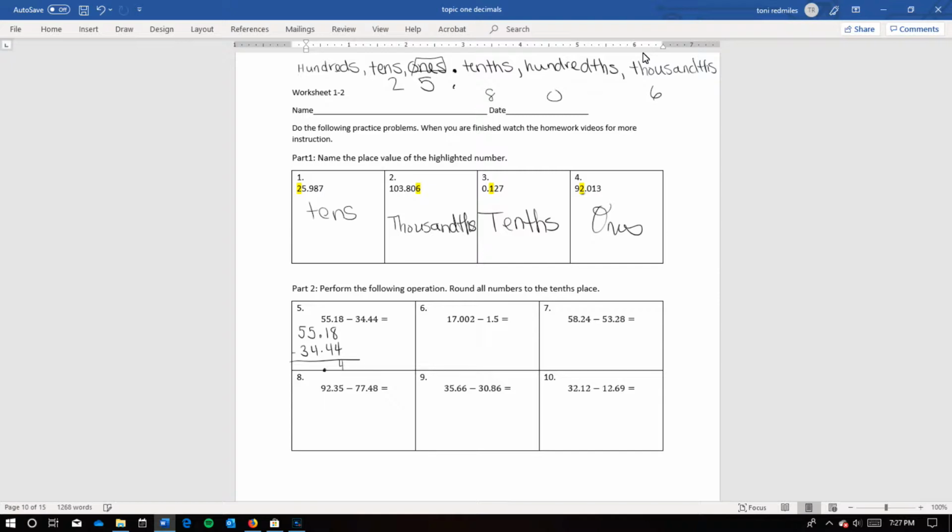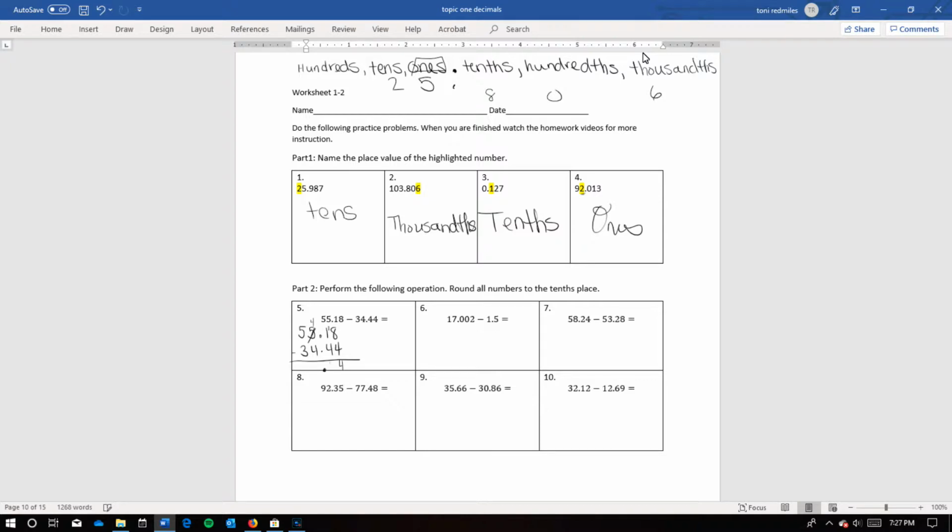So 4 from 8 is going to give me 4. Now, I cannot take 4 away from 1, so I'm going to have to take some from this place. And think of this like it's 10 cents. If I take $1 away, I'm adding 10 cents, which is going to give me 11 of them. And this is going to become a 4. So 4 take away from 11.